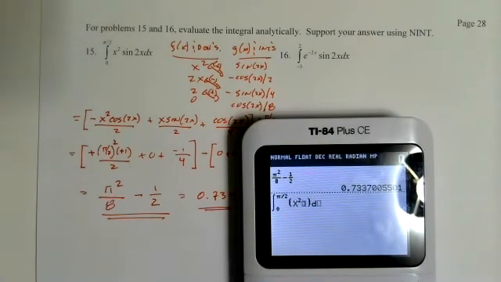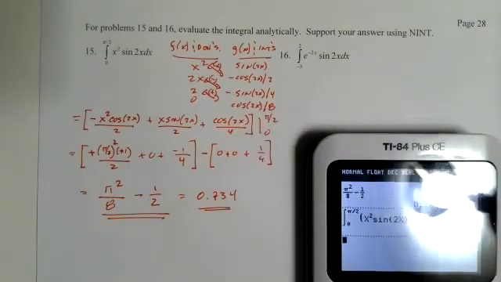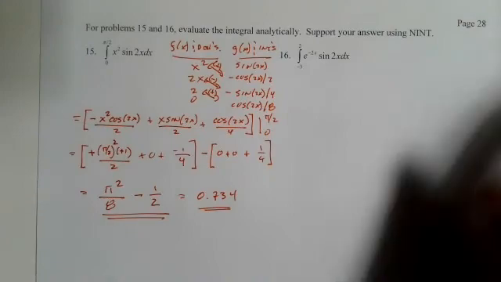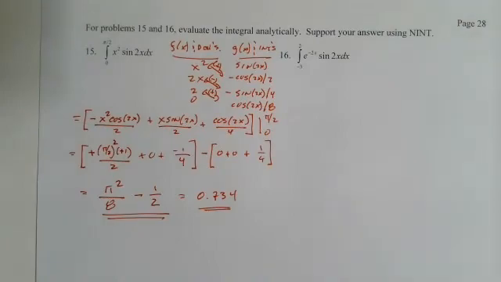x squared sine 2x, back to x. Wow, accurate all the way out. That's a little surprising. 0.734 either way. That's pretty slick, I'm not gonna lie. Okay.